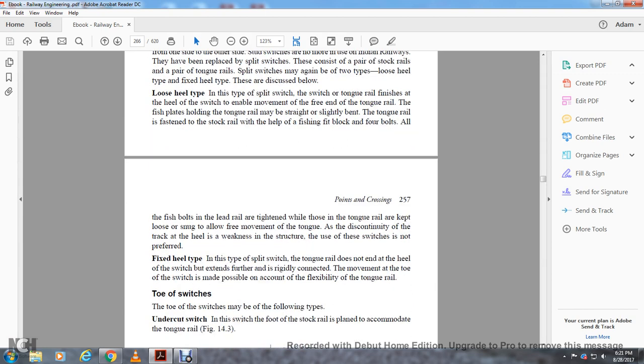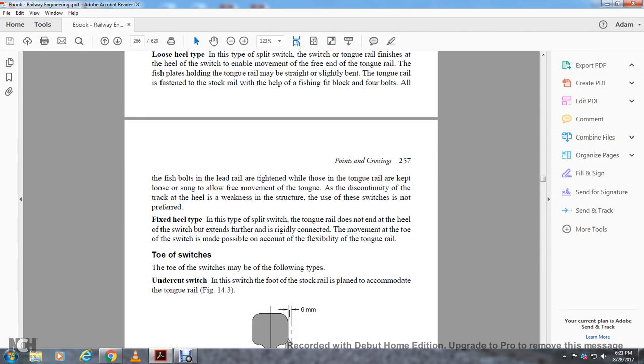Fixed heel type. In this type of split switch, the tongue rail does not end at the heel of the switch but extends further. It is rigidly connected, and the movement of the toe of the switch is made possible by the flexibility of the tongue rail. Toe of the switch. The toe of the switch may be of the following types. Undercut switch: the foot of the stock rail is planed to accommodate the tongue rail.